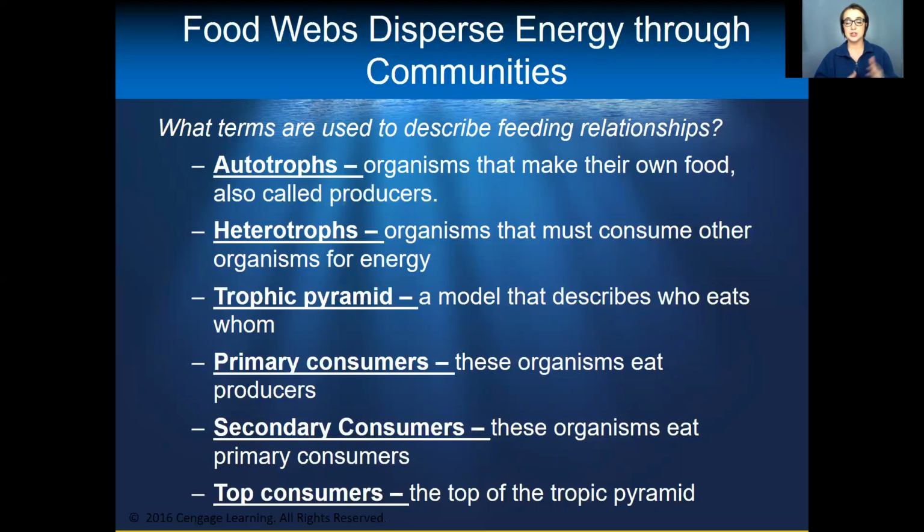The trophic pyramid, which is what we're going to look at here in just a second, is going to be a model of who eats whom. Of course, there's different things, food webs, food chains. I like to use the pyramid just because you can physically see a reduction in the energy as it's transferred from one level to the next. Primary consumers are going to be organisms that eat other organisms. Secondary is exactly what it sounds like. Secondary eats primary, and then tertiary or top consumers eat the next.